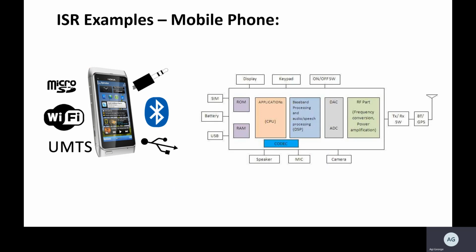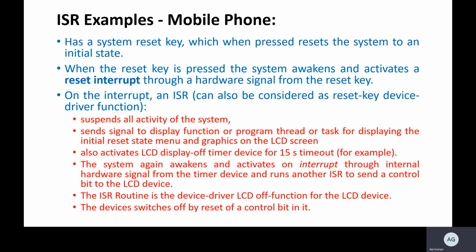In the same way you have a mobile phone, and there are many applications. There are many features in a mobile phone like Bluetooth, USB, Wi-Fi. You have a micro SD card feature. If you have a system reset key, what the system reset key does is it brings the mobile phone back to the initial state. You have factory reset and you have hardware reset. Hardware reset deletes the entire data in such a way that the system is like a new mobile phone. So it resets the system to an initial state.